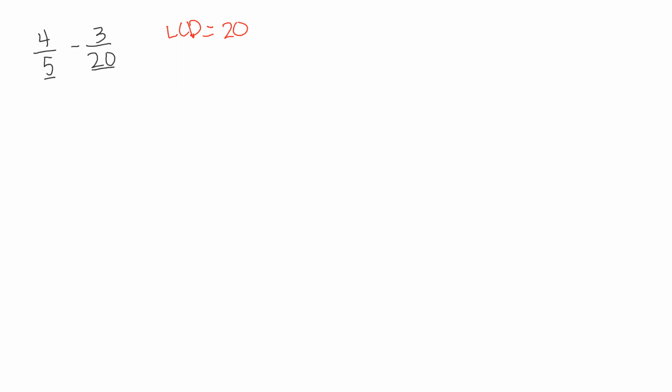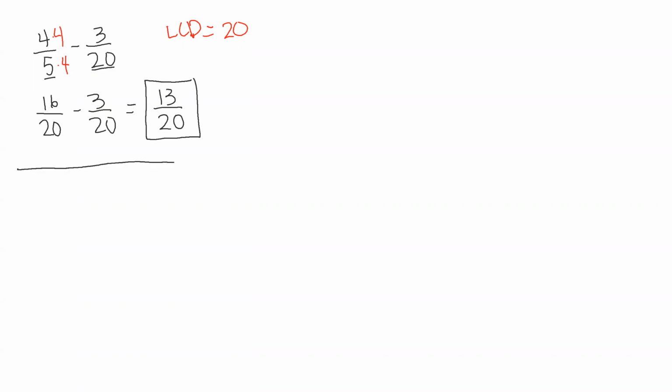So I look at the 5 and I ask myself, how many times would 5 go into 20? Or what would I multiply 5 by to get 20? The answer is 4. So I rewrite the whole problem and I get 16 over 20 minus 3 over 20. So I've got my common denominators. I subtract my numerators. 16 minus 3 is 13. Keep the common denominator. There are no common factors between 13 and 20, so I am done. That's it. So again, look for those quick tricks for your LCD. 5 goes into 20, that means 20 has to be the LCD.